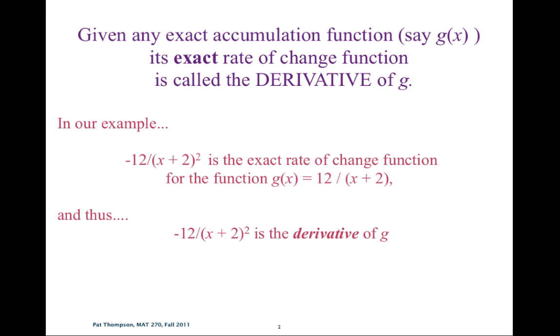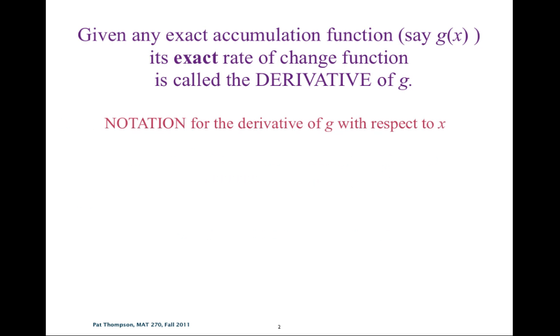There are other notations for the derivative besides the one we've used. Here's one. This also means the rate of change function for g, the derivative. This is prime notation. This also means the derivative of g, or the rate of change function.